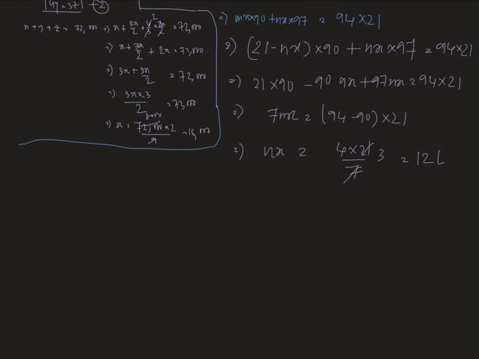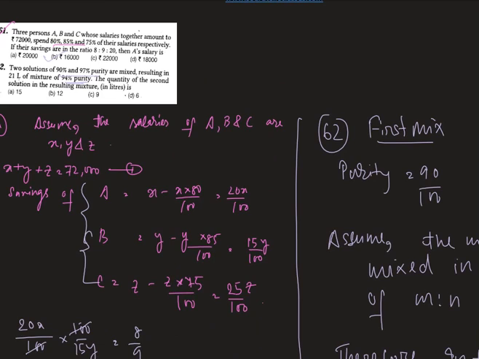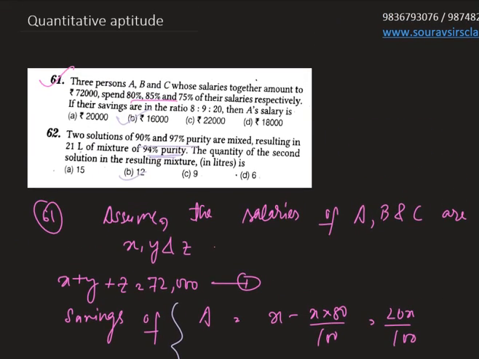Hence, in the new mixture, the amount of second mixture is 12 liters. Okay. Therefore, our right answer is option B. So, we have successfully solved this question. And that's all for today.